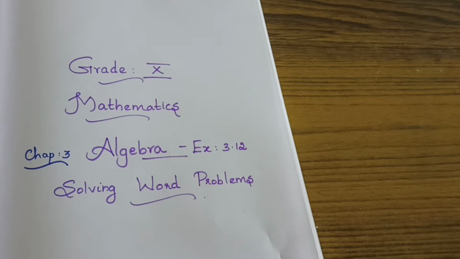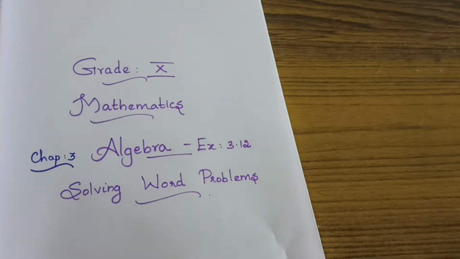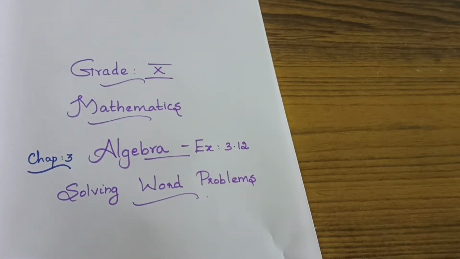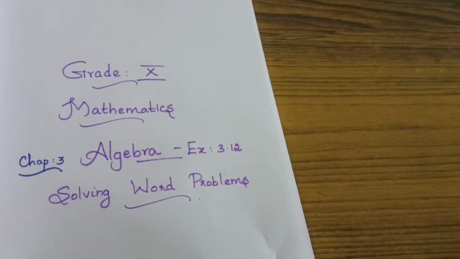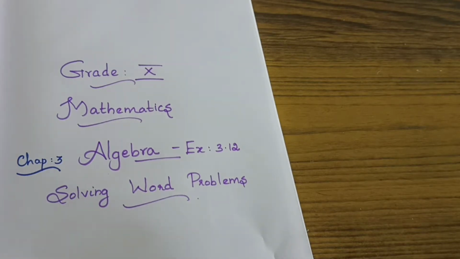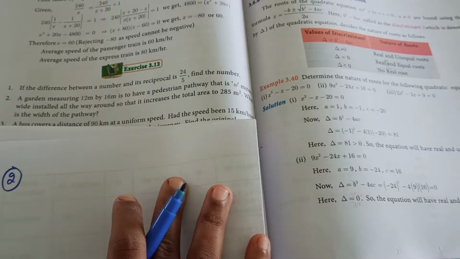The same chapter, algebra, and today we are going to learn how to solve word problems, the remaining problems in exercise 3.12. Have you all got the answer for the first question in exercise 3.12? If the difference between a number and its reciprocal is 24/5, find the numbers. Okay, check the book back answer. And today we need to solve the remaining problems in exercise 3.12. Okay, let's start the class now.